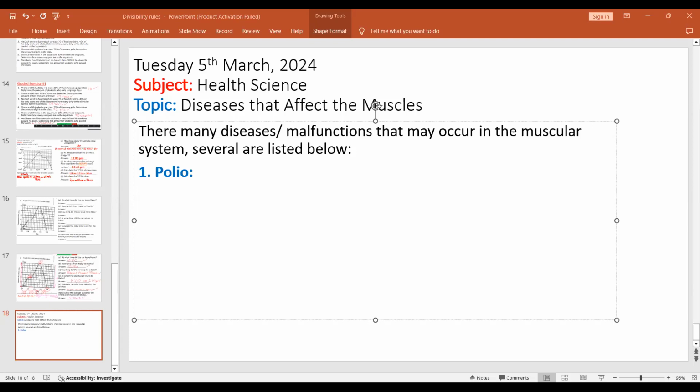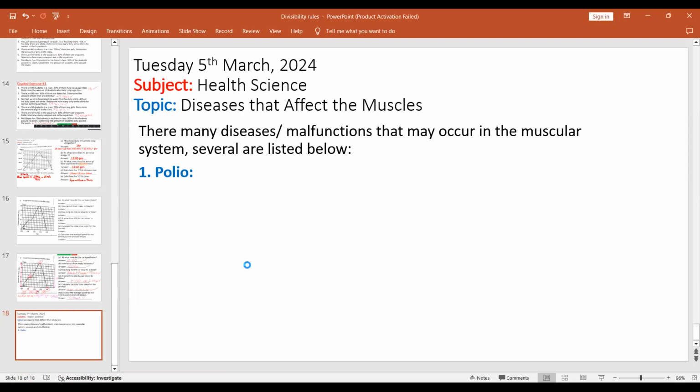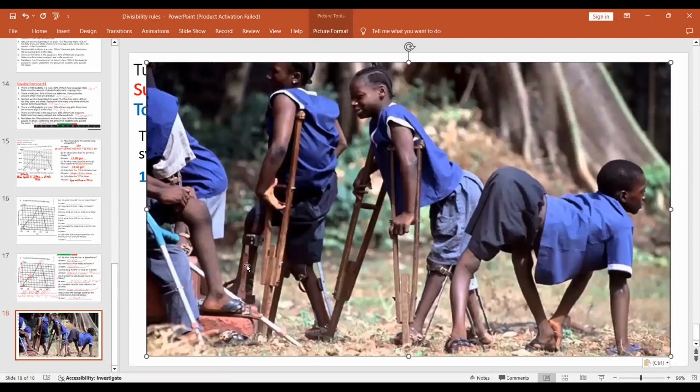It basically affects your spinal cord. So your spine is out of whack, right? It causes paralysis, so you can't move your body parts, right? And you end up not being in a good condition. So let me show you an example of it so you guys can see. This is an example of people who have polio. As you can see, not good, right?